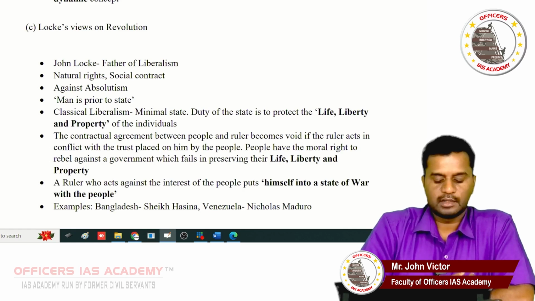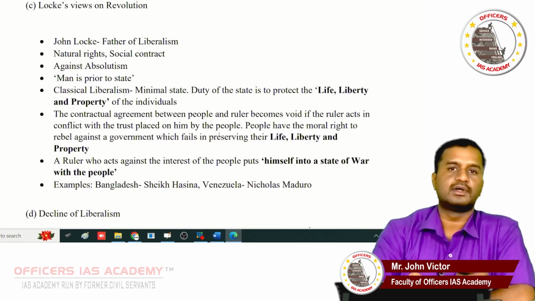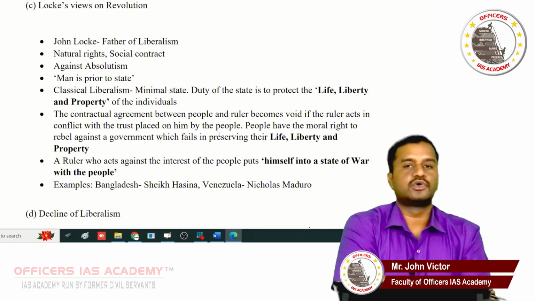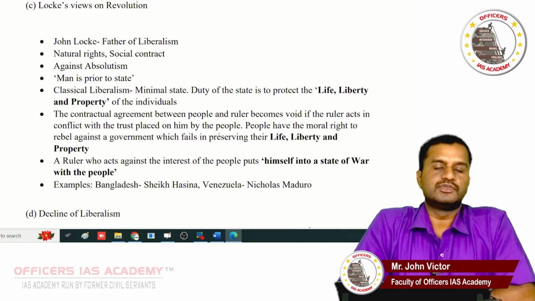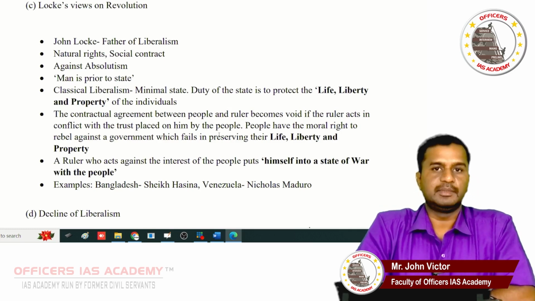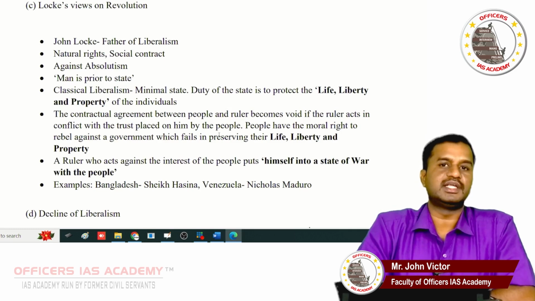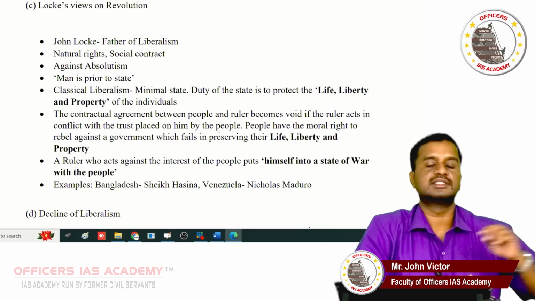Next question, Locke's view on revolution. Rather straightforward question. John Locke, father of liberalism. He is also associated with natural rights theory and social contract theory. As we move from ancient philosophy towards modern philosophy, the individual was given importance. Liberalism was influenced by the enlightenment of the 17th and 18th centuries and the values of human progress and reason.